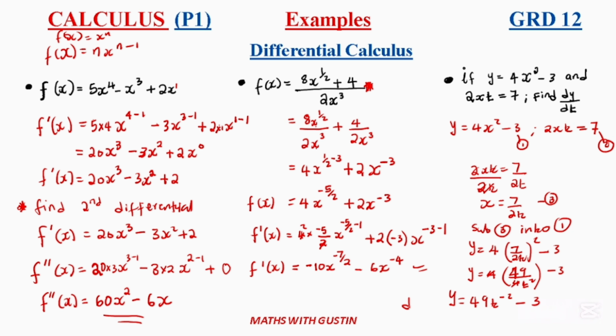Therefore we can say dy over dt. Why are we saying dt? Because there is no x there. In the space of x we have a t. So dy over dt will be equal to 49 times negative 2 t to the minus 3, and then minus 3 will just be 0, because the derivative of a constant 3 is 0. So dy over dt will therefore be equal to negative 98 t to the power of minus 3.